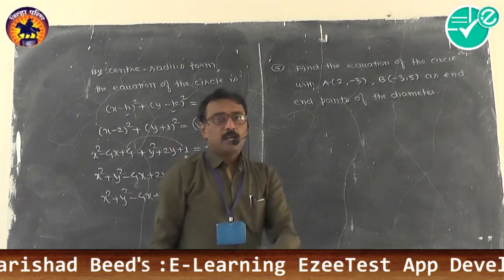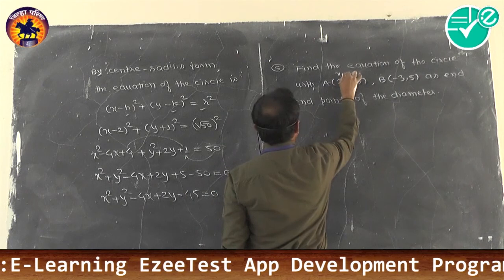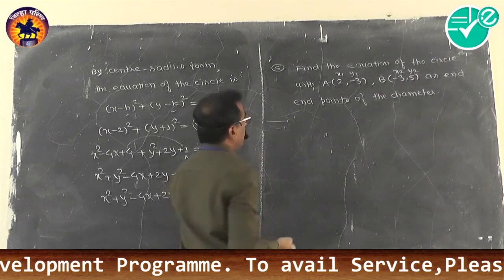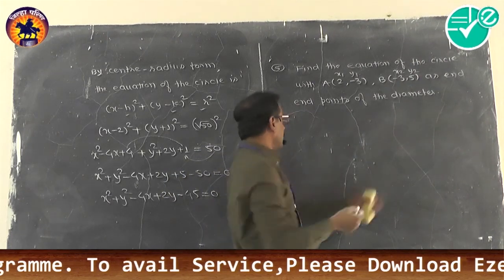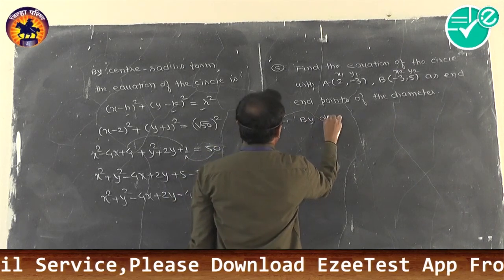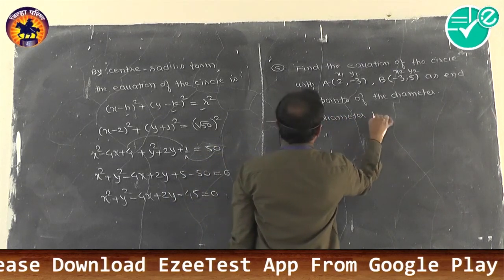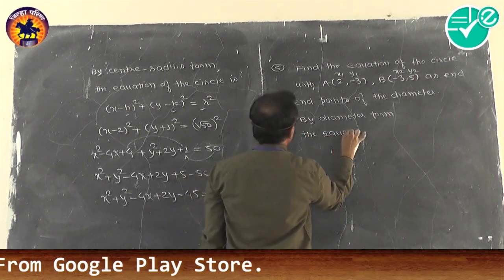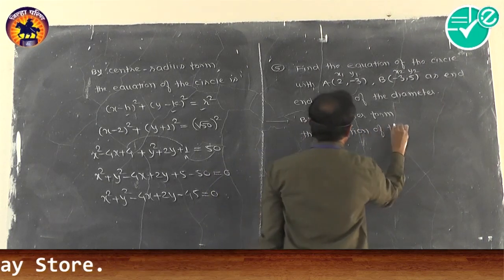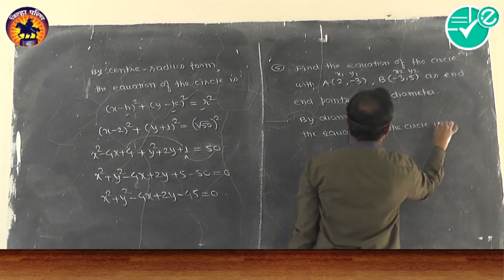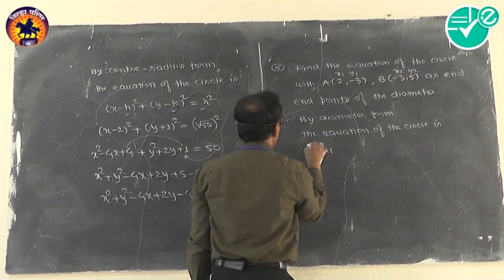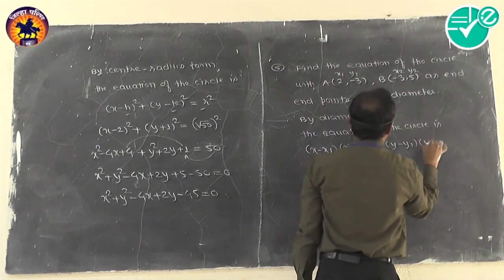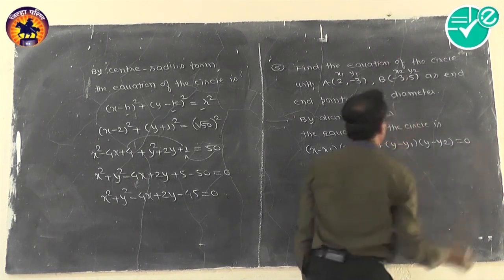You have to proceed like this. In order to solve this problem, we will write x1 y1 for the first point and x2 y2 for the second point. Here the problem is given for end points of a diameter. So which form are we using? By diameter form. What is the equation of the circle? It is (x minus x1)(x minus x2) plus (y minus y1)(y minus y2) is equal to 0.